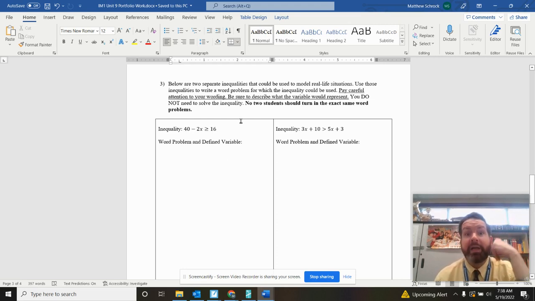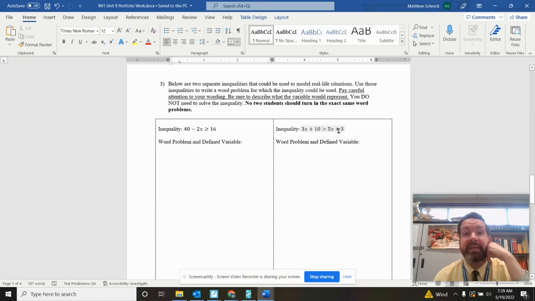I want to be very clear. No 2 students, so nobody should be turning in the exact same problem as somebody else. There's an infinite number of options to pick from, so your words should be different from everybody else's words. Same thing here. There's just 2 of them.